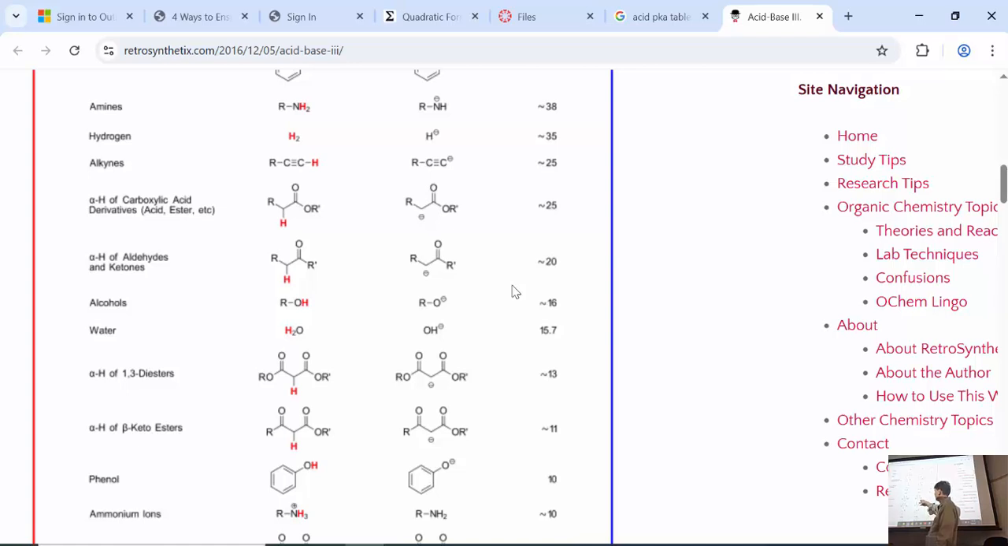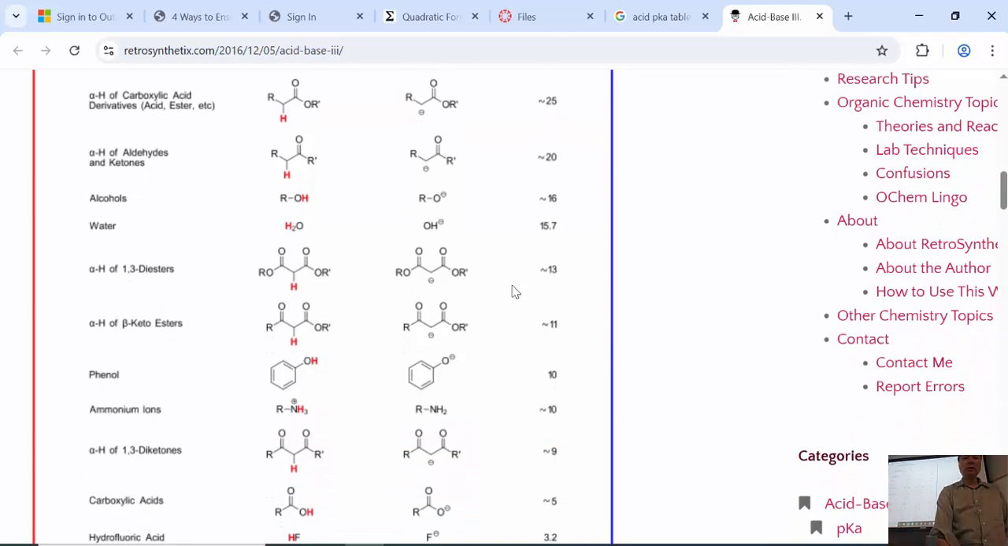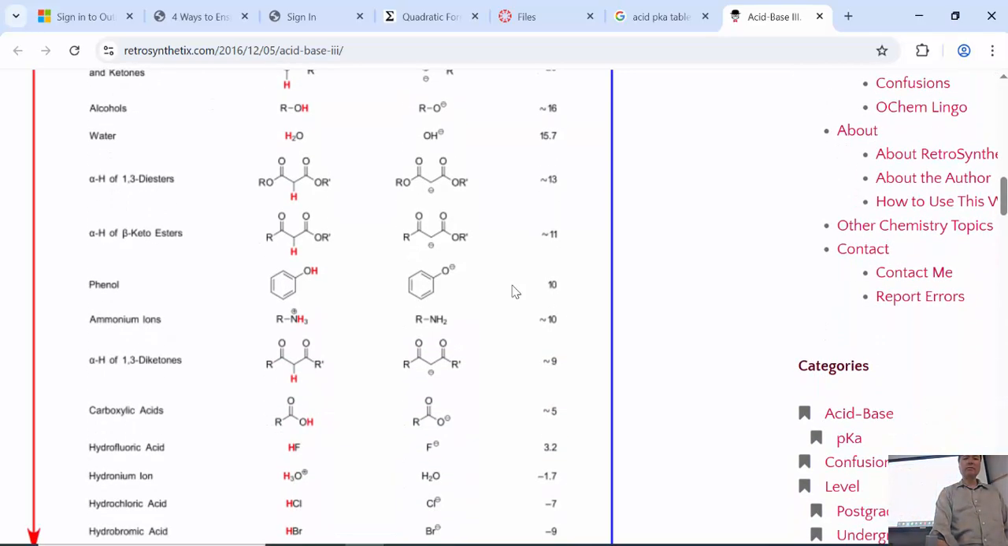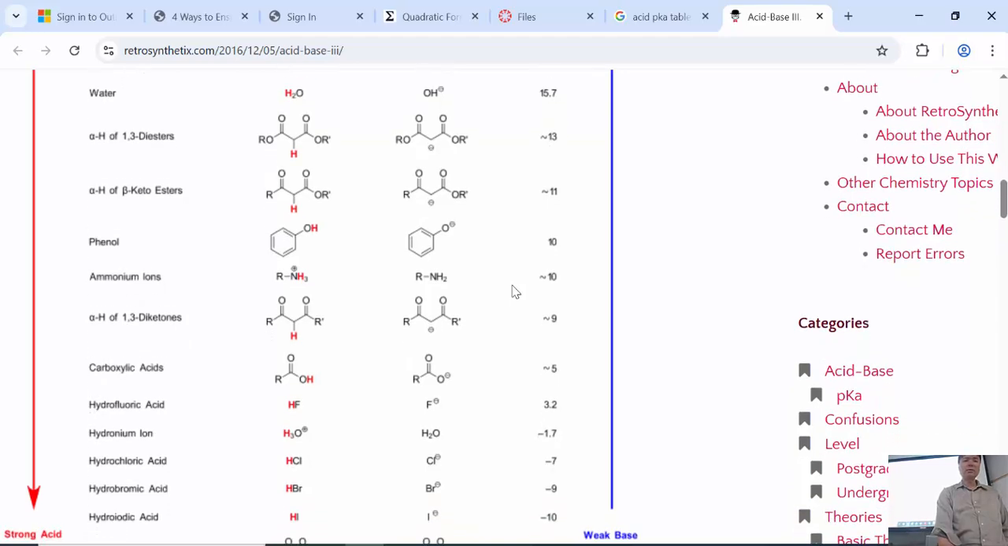Here's a carboxylic, or this is an ester. Oh, here's phenol. Phenol is unusual in its acidity. Yeah. Here's some amines. Oh, not amines, ammoniums. Ammoniums are fairly acidic as well.